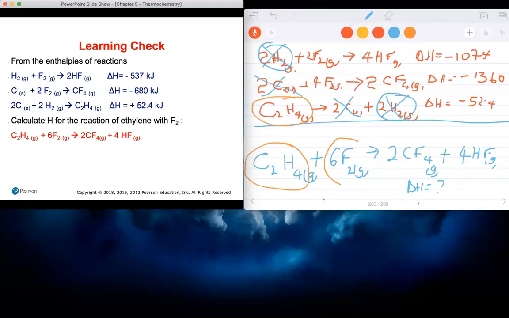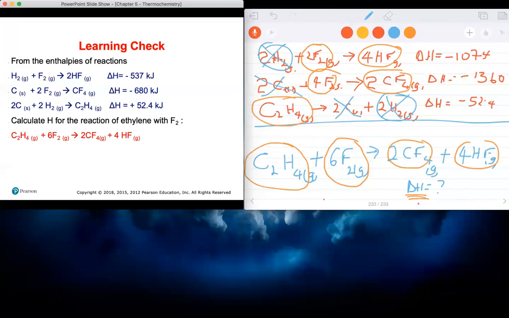The 6 right here is 2 and 4. That is what we have, 6 right there. If you look at this, 2CF4 is just right here, and that is what we have. To get this now, you add everything.